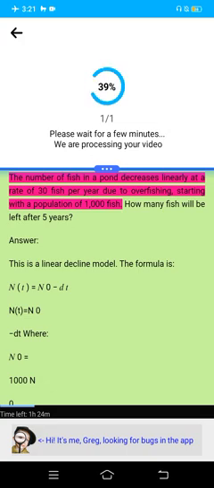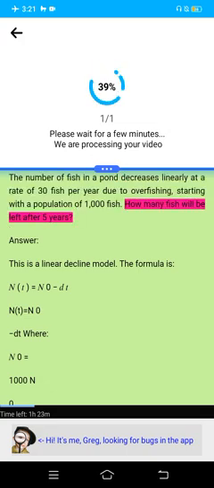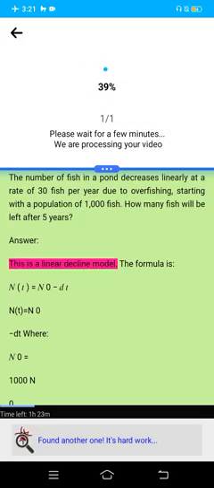Q2. The number of fish in a pond decreases linearly at a rate of 30 fish per year due to overfishing, starting with a population of 1,000 fish. How many fish will be left after 5 years? Answer. This is a linear decline model. The formula is Nt equals N0 minus dt.